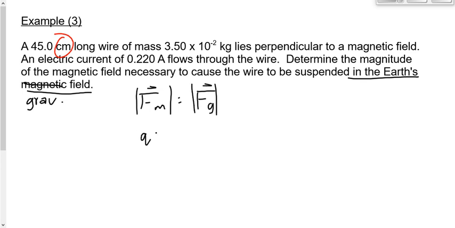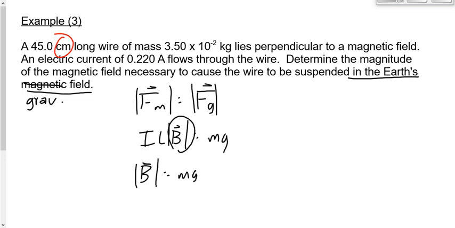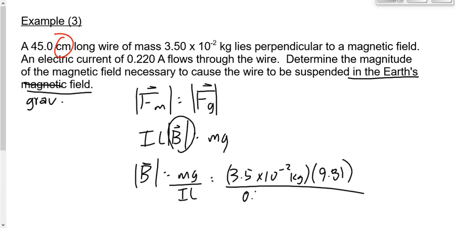We're going to say QVB, or not. How about ILB is equal to M times G. All right, we're looking for the magnetic field necessary here. So we're going to say B is equal to mg over I times L. M is 3.5 times 10 to the minus 2 kilograms times G is 9.81 divided by the current, which is 0.220, times the length of the wire, which is 0.45 meters. Make sure you put that in meters, right? Do the math here, and it should work out, I believe, to be 3.47 Tesla.